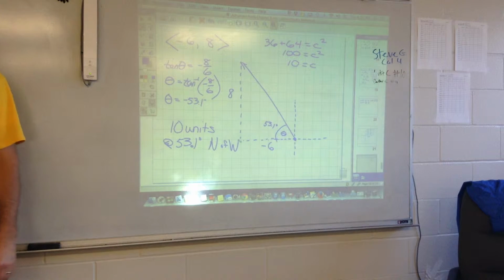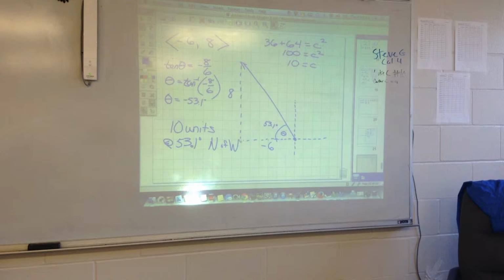If you use 53.1, wouldn't it have to be north of west? Has to be, yes, unless you figured out one of the other angles. The other two answers we're going to figure out will not have a 53.1 in them.